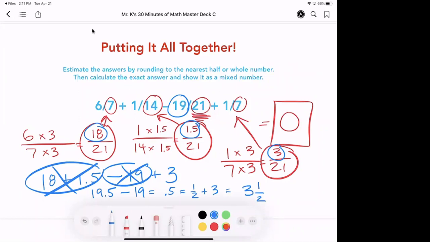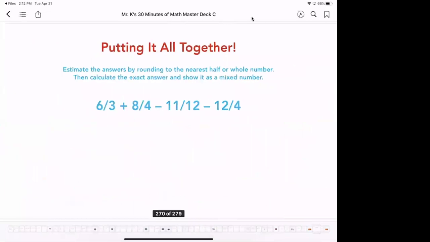Just checking in with everybody, see how we're doing. All right, fantastic. Let us move on to one more. Go ahead and check this one out.